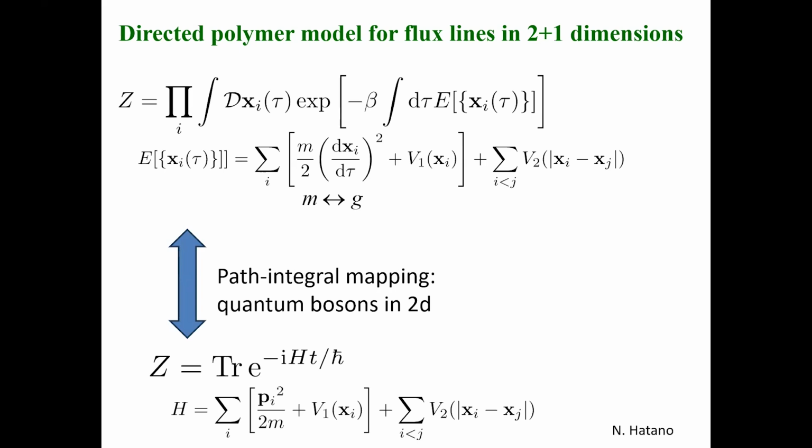And so we end up with a kinetic energy operator. This is the one body potential that comes from the columnar pins, possibly from a barrier. And then here's their interaction with the two-dimensional screened potential that I was talking about earlier.